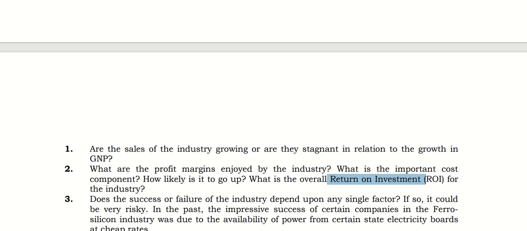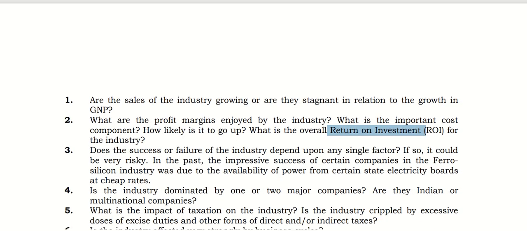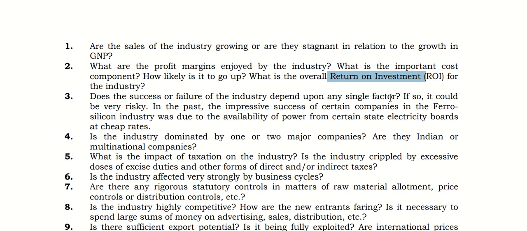Then how does the success or failure of the industry depend upon a single factor? Because if there is only one factor on the basis of which the sales of the company depend, there would be drastic change. So, basically elasticity of sale. Yeah, demand elasticity, we call it demand elasticity. So you understand the demand elasticity of the company, how vulnerable the sales of the company are.